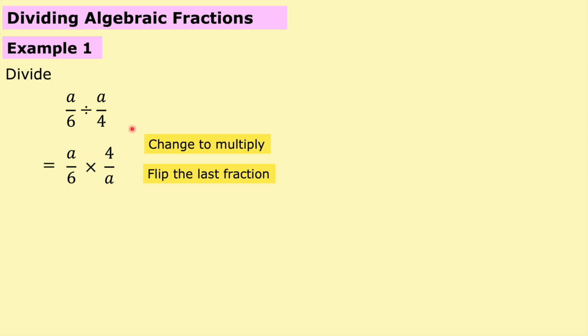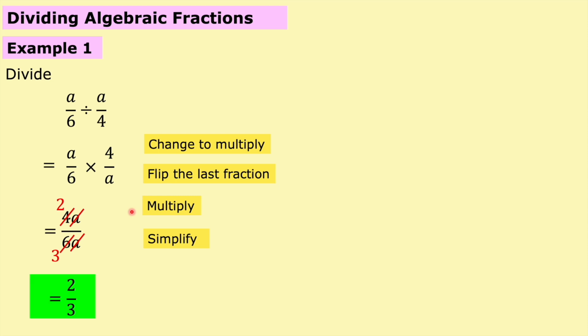We can go ahead and do what we've previously done in the previous 3 examples and multiply this. So we're going to multiply our numerators, so a times 4 is 4a, 6 times a is 6a, and we can simplify. We've got an a in the bottom cancelled with an a on the top to leave us with 4 over 6, and we can cancel the 4 and the 6 by dividing them both by 2, so 4 will become 2, 6 divided by 2 is 3, so our final answer will be 2 over 3.